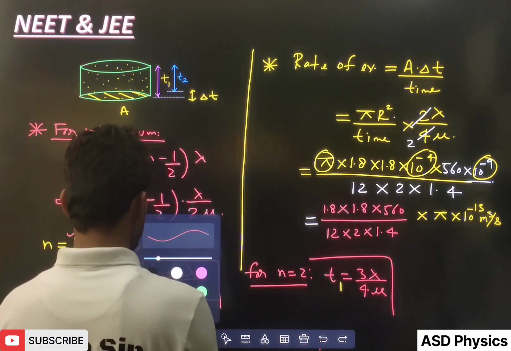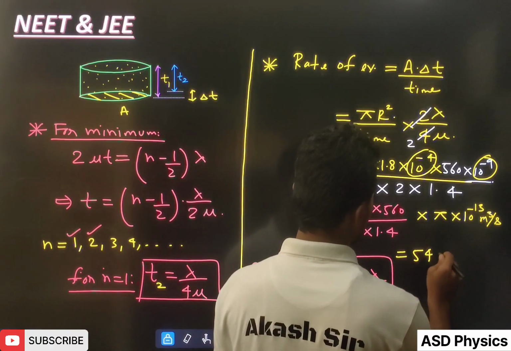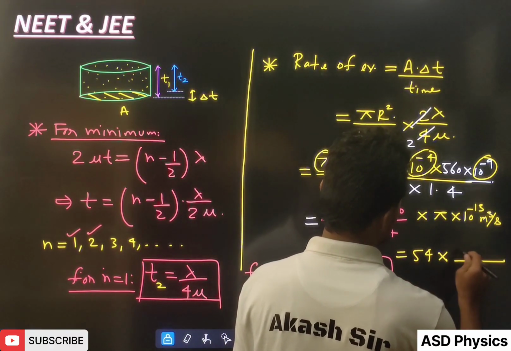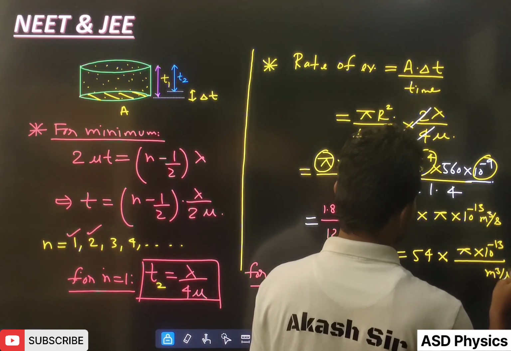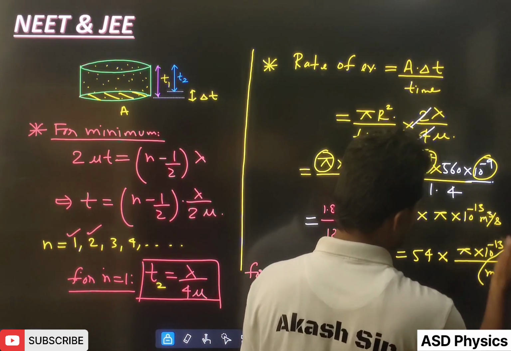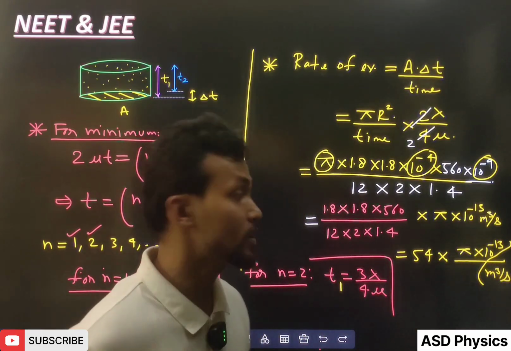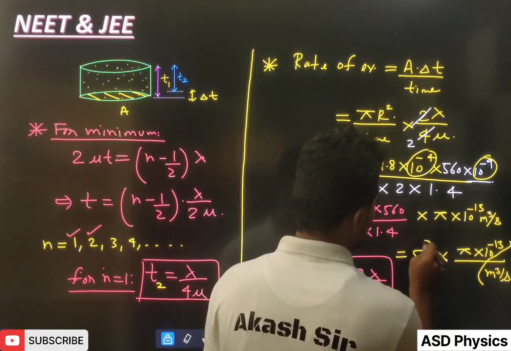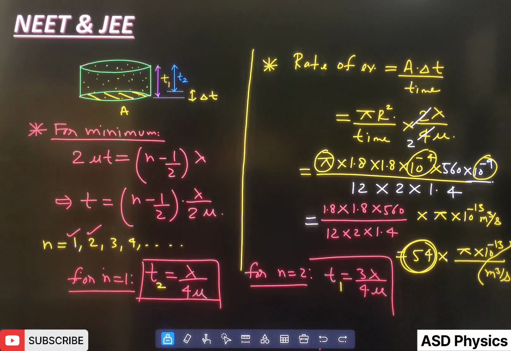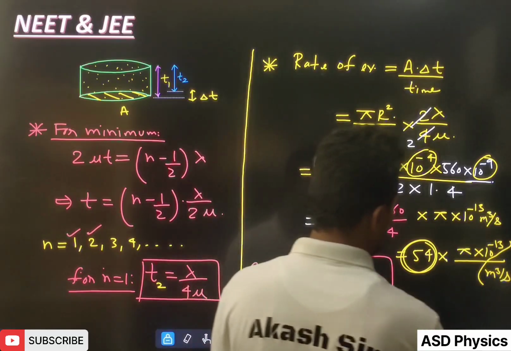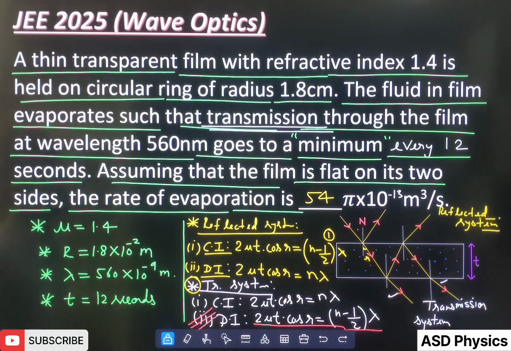So students, you just have to simplify this very easily. You will get 54 into, as it is, pi into 10 to the power minus 13 meter cube per second. This answer is coming in meter cube per second. The answer is 54. Can you see very well? So we'll go here and fill in 54.